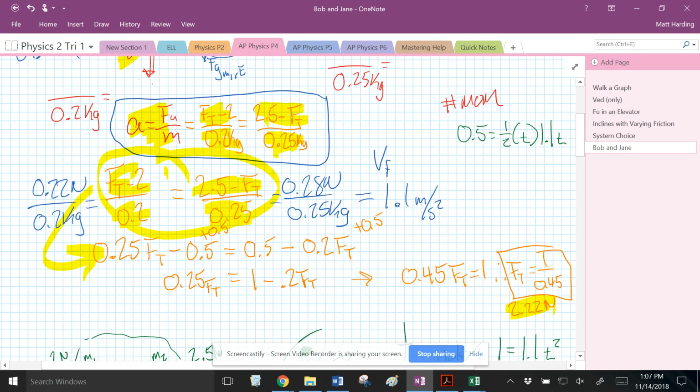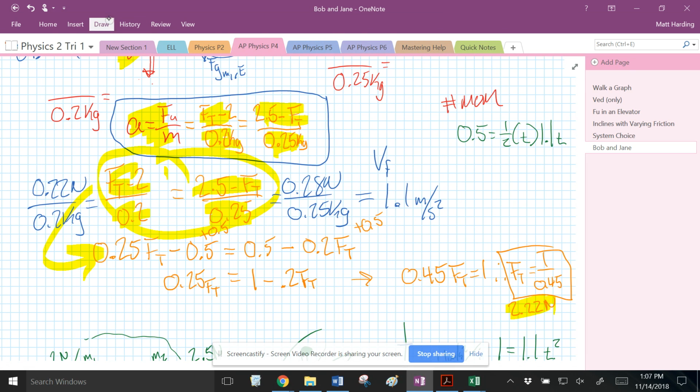That meets our criteria. It's greater than the 2 newtons that this thing weighs, so that'll cause that to accelerate up. It's less than the 2.5 newtons that this thing weighs. That's going to allow it to accelerate down. Will it allow them to accelerate the same?